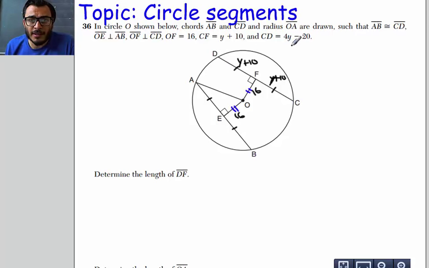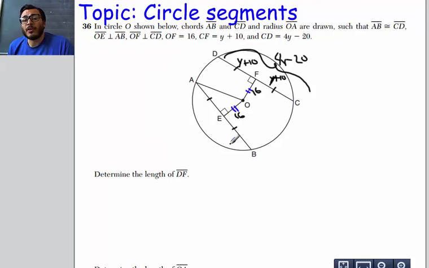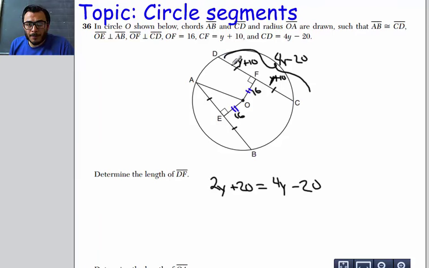Then it says CD is 4y minus 20. So CD, this whole segment, is 4y minus 20. Now, using the partition postulate, I know that y plus 10 plus y plus 10 equals 4y minus 20. So from that, I get 2y plus 20 equals 4y minus 20. Did you see how I got that? This part, DF, plus this part, FC. So that's y plus y, get 2y, and then 10 plus 10, I got 20. So this part plus this part equals the whole. That's how I got this equation.